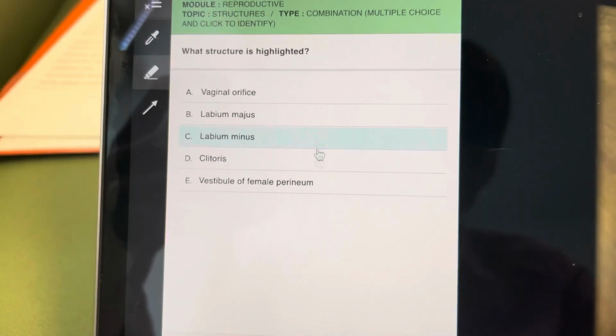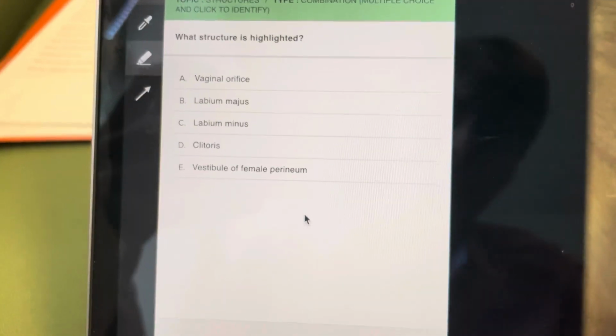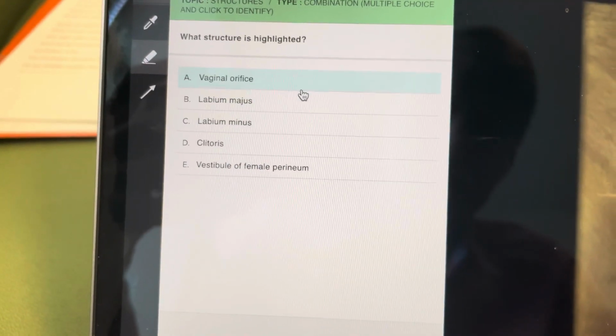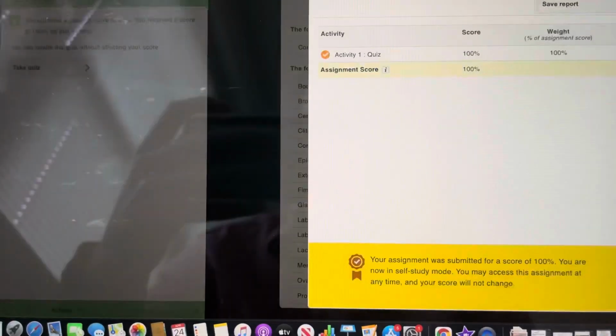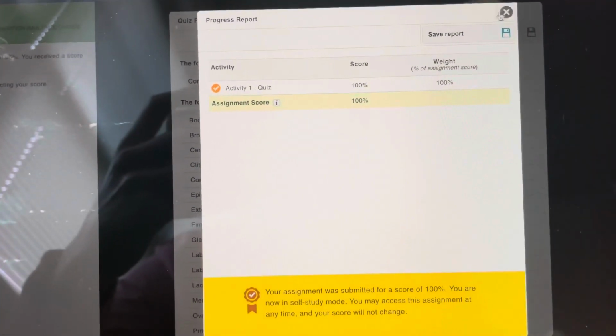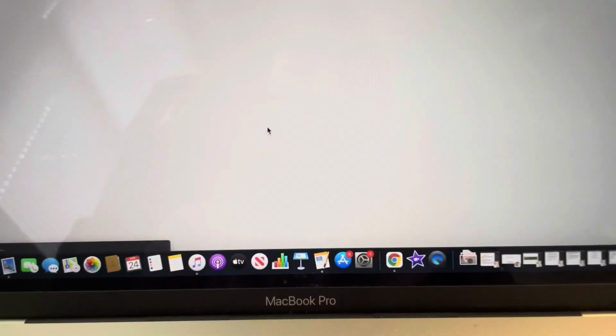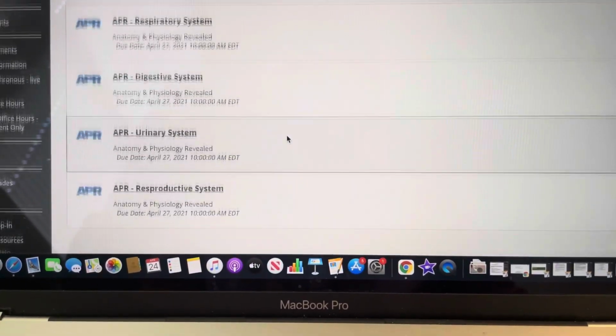So the last question asks about the highlighted structure, and it is kind of graphic, so I'm not going to show it, but I know that it's the labia minora, so then we can click that, proceed, submit, because we only got one wrong, so we got a 96%, so I can get 100% full credit, X out of there, and I am all done with the 4 APRs that we had to do.